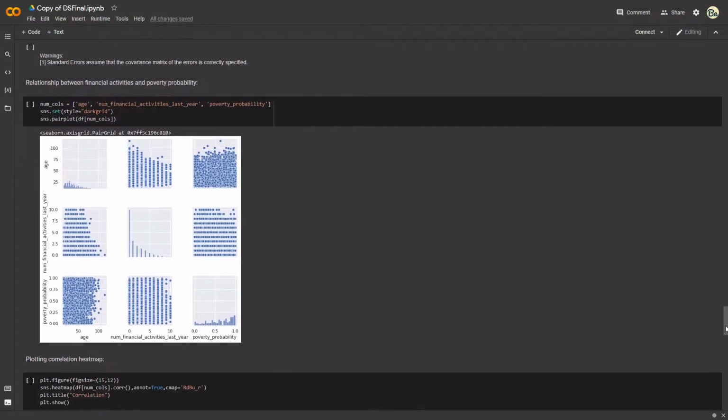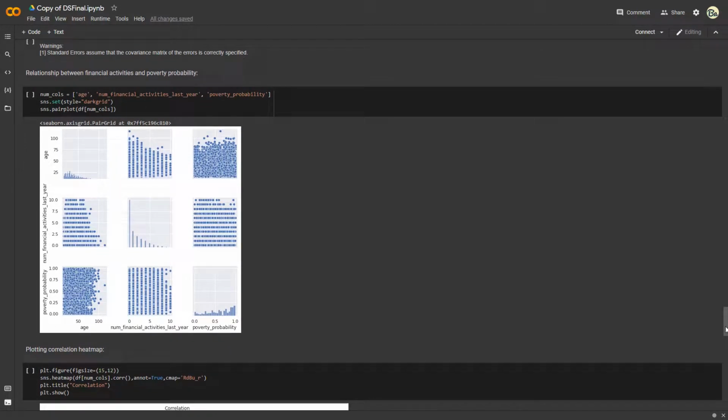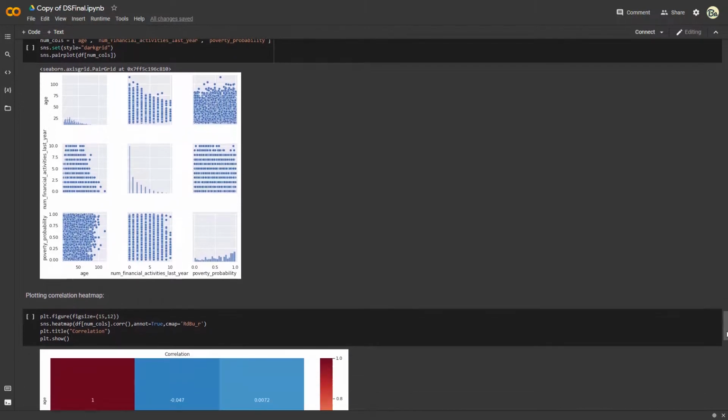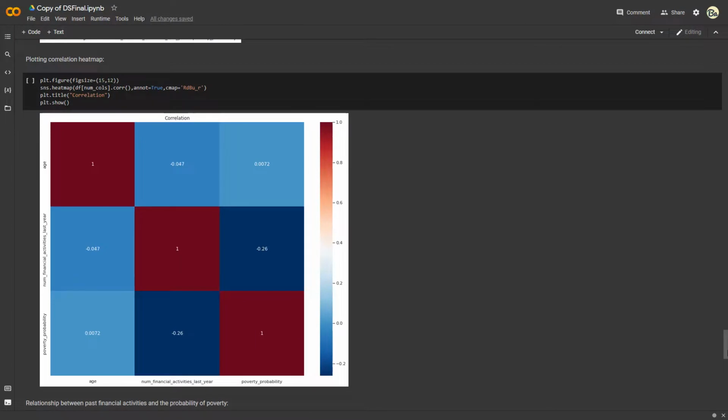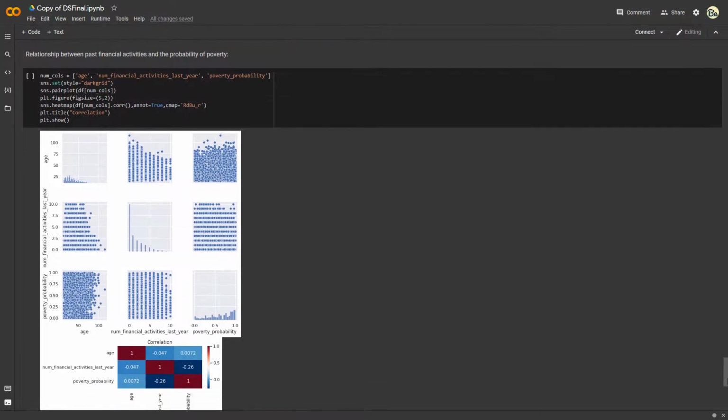Now we should determine the relationship between financial activities and poverty probability. Here you can see various kinds of pair plots provided. And now we should see the correlation heat map in the next. Here you can see age and poverty probability with a correlation matrix, showing what kind of past financial activities people did and their particular probability of poverty, with their correlation matrix provided below.